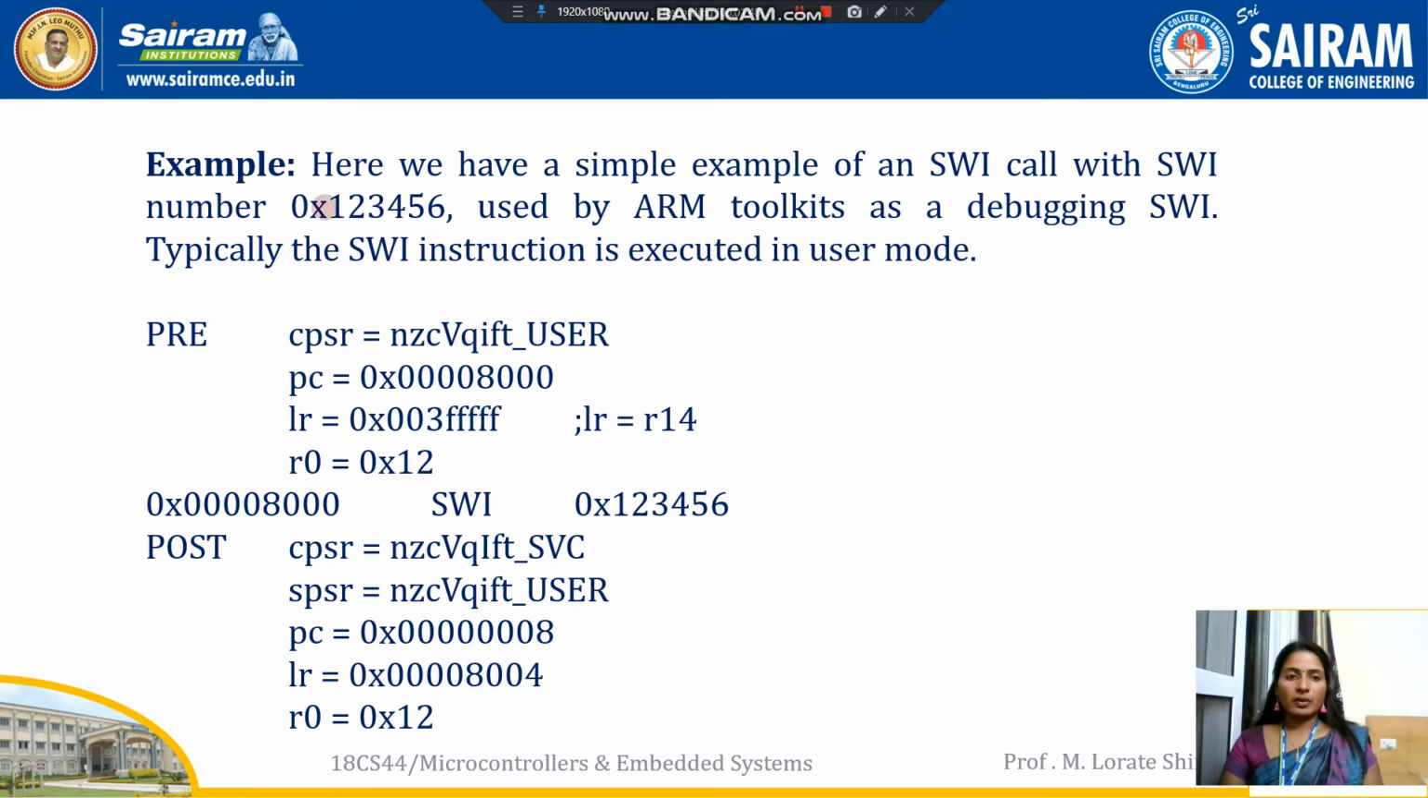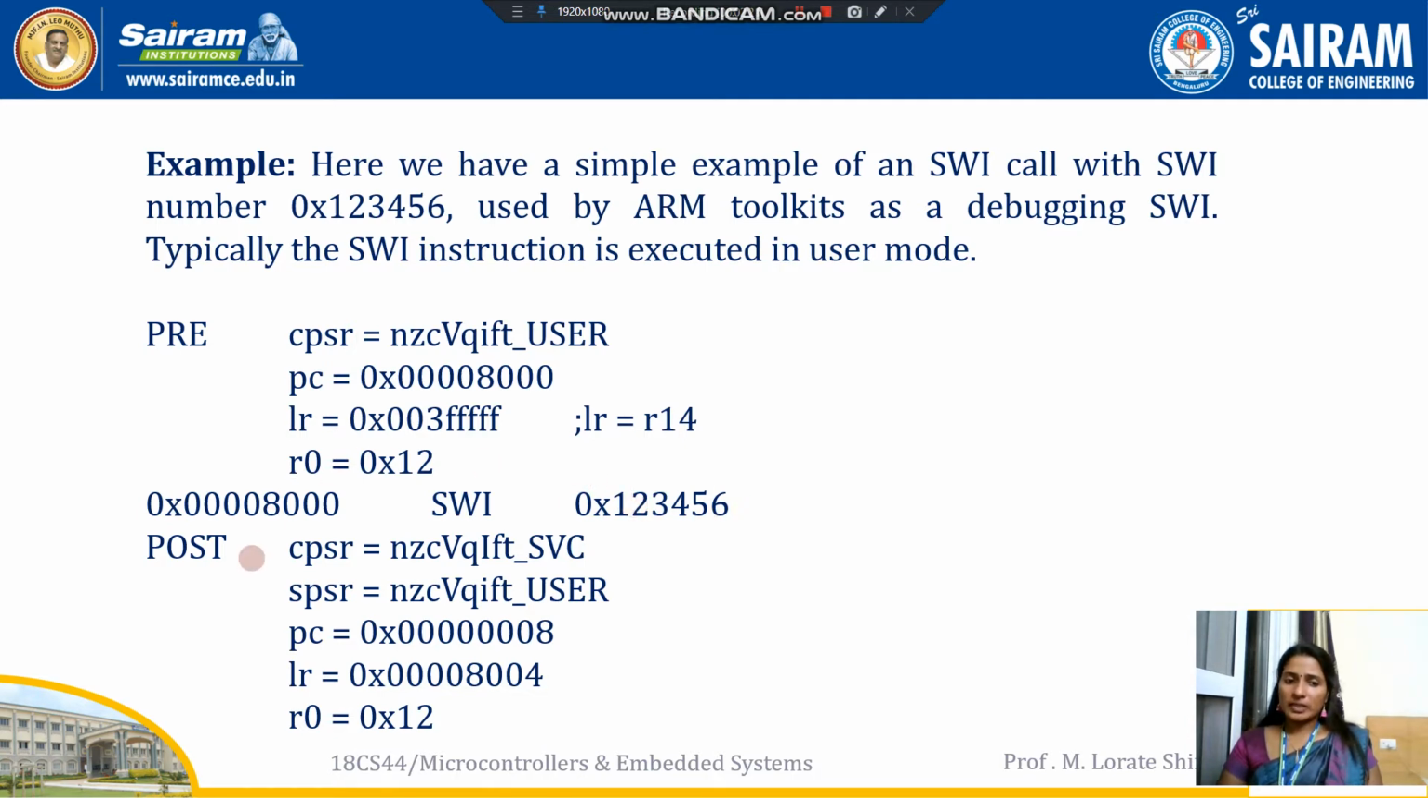See the example for the SWI instruction. In the pre state, CPSR is in user mode and PC is equal to 8000. Then the link register has some address from previously. Next, the R0 register has 12. So in PC, the address is 8000. At 8000 we have the SWI instruction. This is the SWI number. Only 6 digits are there, the SWI number.